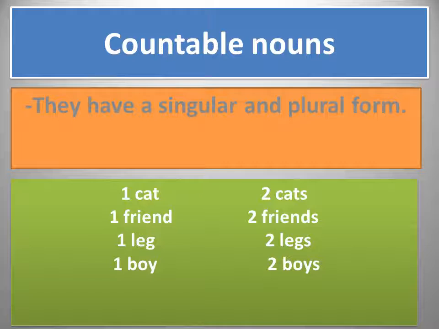So countable nouns have singular and plural form. Like 1 cat and 2 cats. Friend, it will be friends. Leg, it will be legs. Boy, it will be boys. We will add here S for plural. Okay.